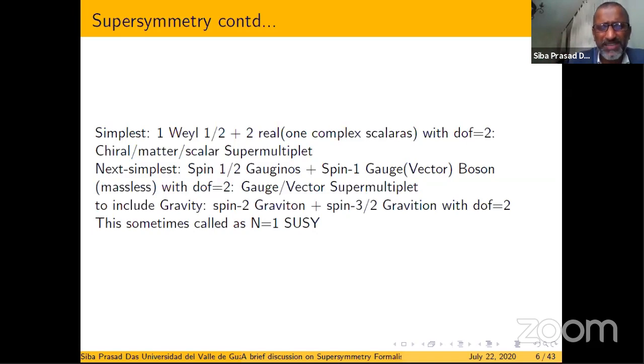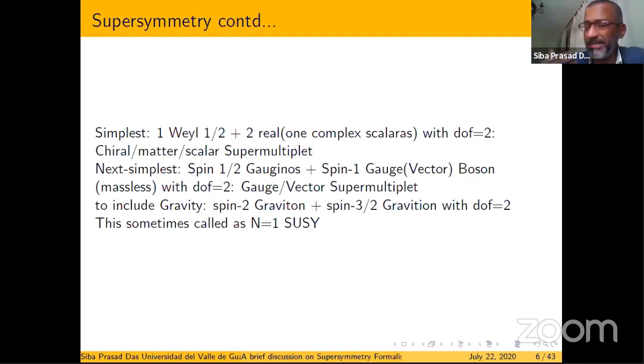So this simplest structure is sometimes called N equals 1 supersymmetry in the literature, because there is no extra quantum number. Q carries a spin half index, but I don't have any internal quantum number for the Q. So I am only going to the minimum requirement for the Grassmann operator, which is the Q, called N equals 1 supersymmetry.